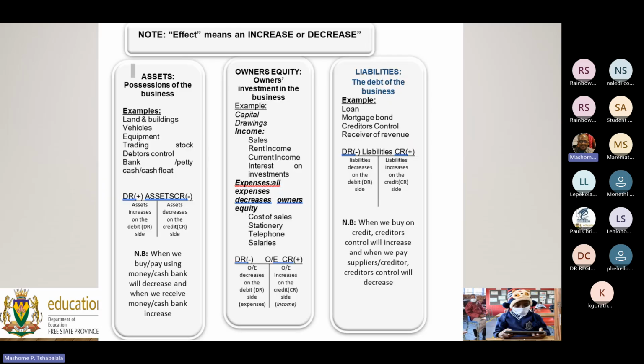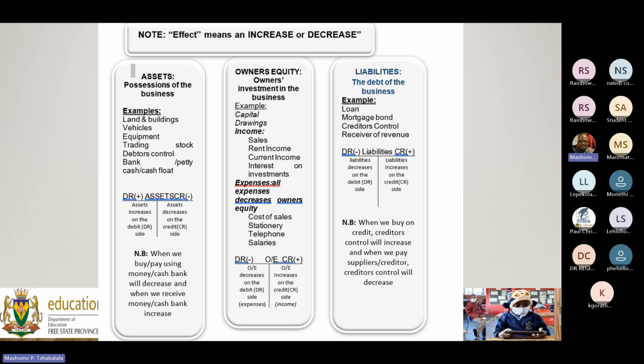Moving on, just a reminder once again about the assets, owner's equity, and liabilities. It is important to know all your assets and all your expenses, because we are going to deal with the recording of expenses and the assets. For example, the business can buy land and building, a vehicle, equipment, or trading stock. Those are examples of the assets.